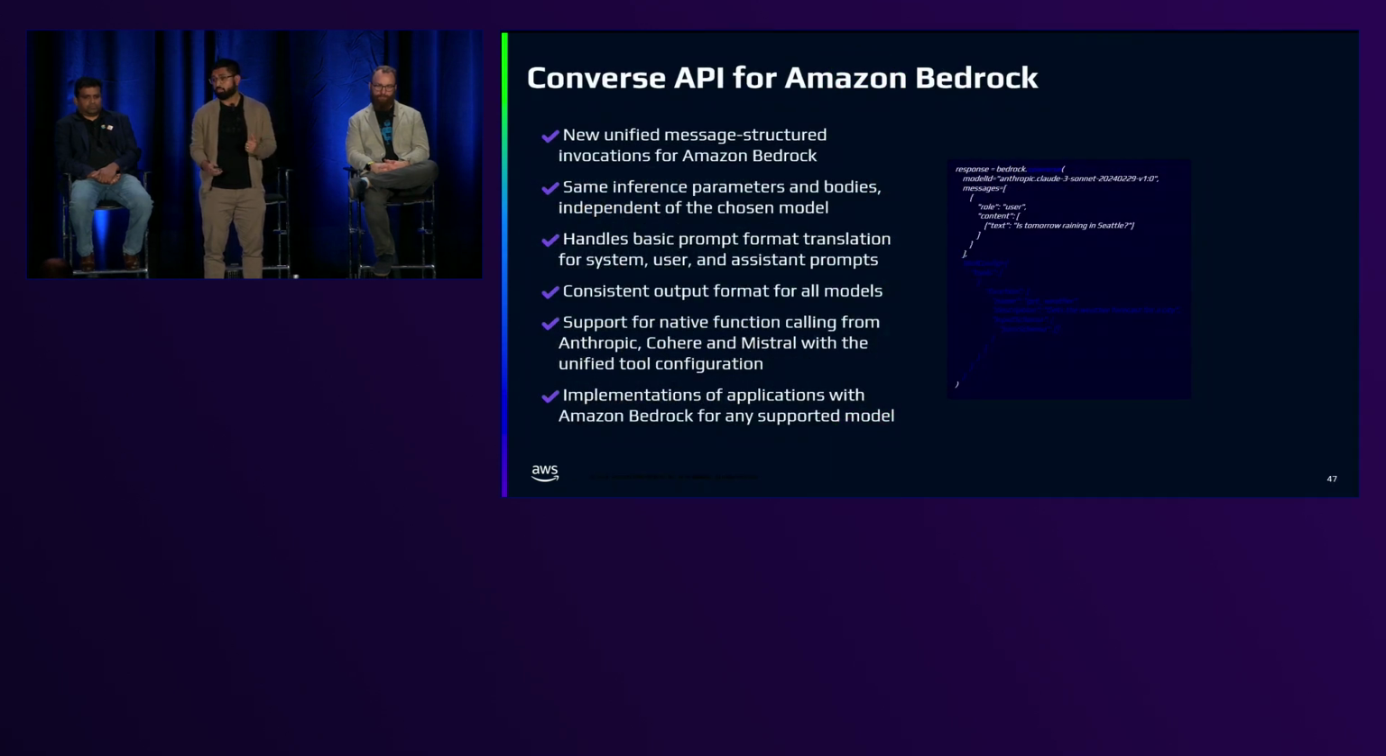Converse API for Amazon Bedrock provides you with a unified and consistent input and output, or request and response structure, irrespective of the foundation model that you are using in Amazon Bedrock. It also supports basic prompt translation in terms of user, system, and assistant prompt. And it also supports native function calling for Anthropic, Cohere, Mistral.